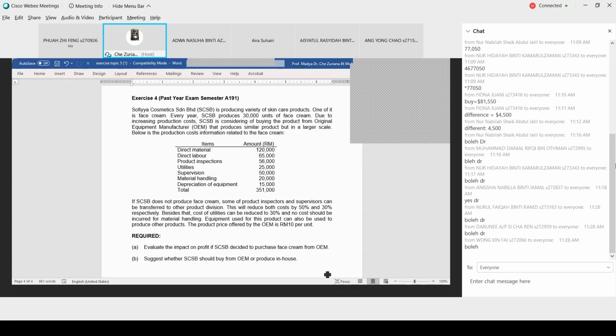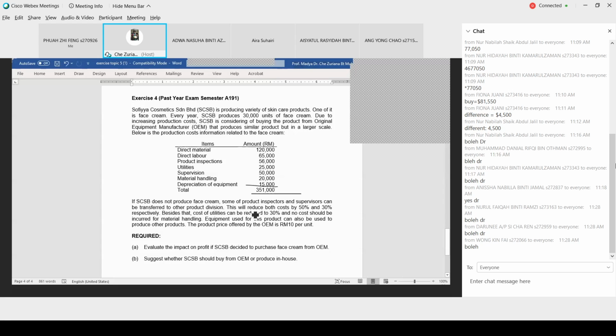Sophia Cosmetic producing a variety of skincare products. One of them is face cream. Every year, SCSB produces 30,000 units of face cream. Due to an increase in production cost, SCSB is considering buying the product from an original equipment manufacturer. So this is the cost when you produce the product: direct material, direct labor, product inspection, utilities, material handling, depreciation of equipment.